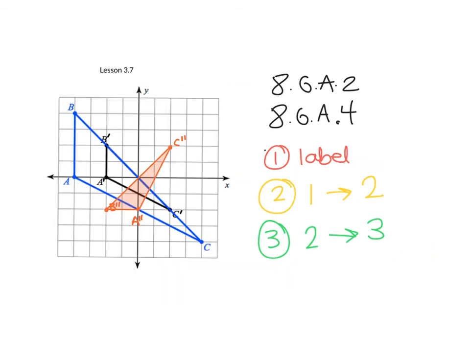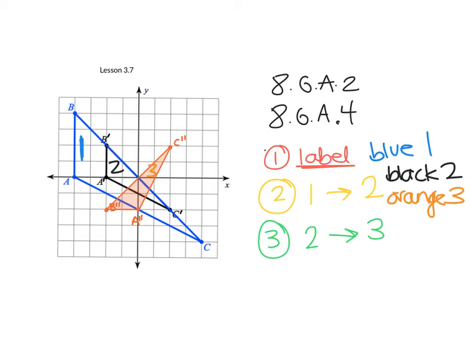So step 1 is label. Just in looking at this diagram, I can label based on the prime notation. So I can see that my blue shape is shape 1 because it does not have prime notation. I can see that my black shape is shape 2 because it has that individual prime on the labels, which leaves me with my orange shape for shape 3, because it has that double prime notation. Step 1, label, done.